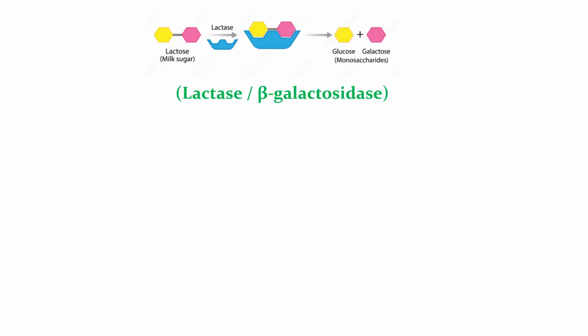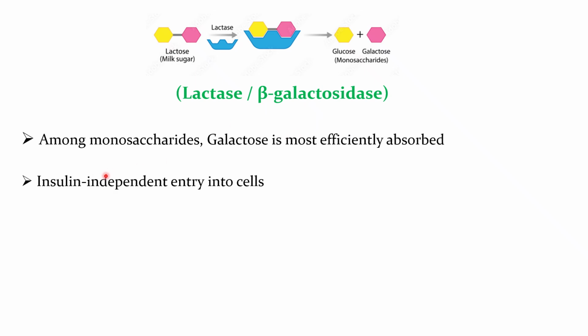So we have seen the major source of galactose is lactose, a milk sugar. Lactose in the presence of lactase gets hydrolyzed to glucose and galactose. The other name of lactase enzyme is beta galactosidase. Among monosaccharides, galactose is most efficiently absorbed. There is insulin independent entry of galactose into the cells.